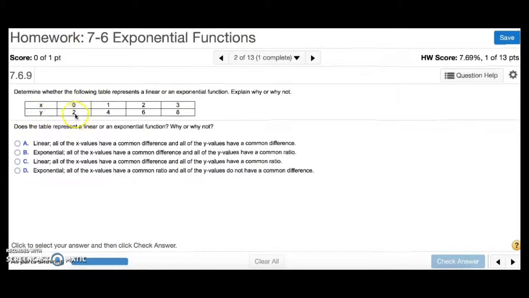Looking at the y's, going from 2 to 4, we add 2. Going from 4 to 6, we add 2. Going from 6 to 8, we add 2. So since they're both going up by a constant amount and they have a common difference, it will be linear. So we're going to say linear because all the x values have a common difference and all the y values have a common difference. So your answer is going to be A for this one.